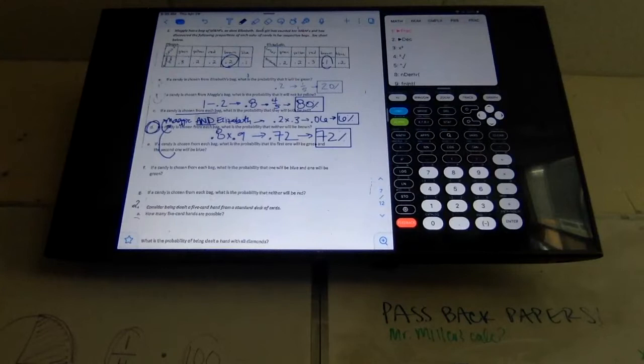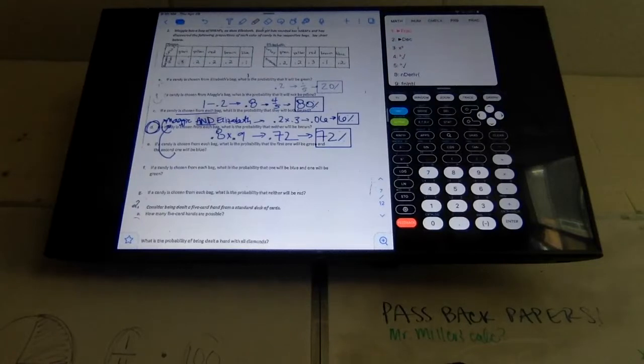Okay, so it says a candy is chosen from each bag. What's the probability the first one will be green and the second one will be blue? So we're gonna go from Maggie's bag first because that's how we've been choosing. What's the probability the first one will be green? Well, what's the probability we get green from Maggie? What'd you say? Yep, 0.3.